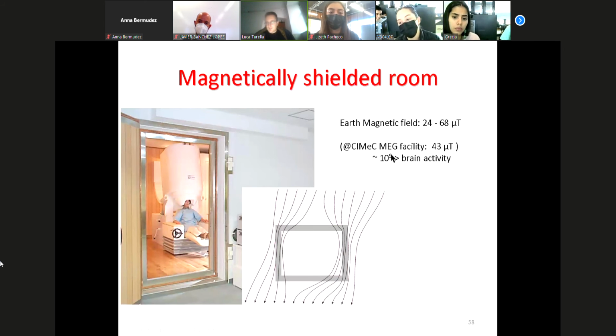Even if you can record this activity, this is not enough. You also need a specific setup in order to record it. You need a magnetically shielded room. In this case, you can see this is the door, so you will close the door. There will be a way in which the door is hermetically closed, and the idea is that the MEG is at the center of this room, and the shielded room allows us to minimize the effect of the magnetic field of the Earth with respect to the site of recording.